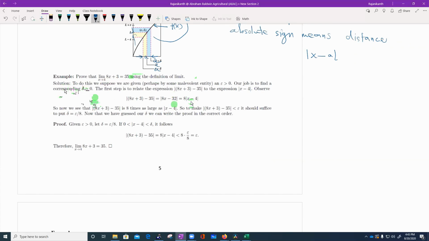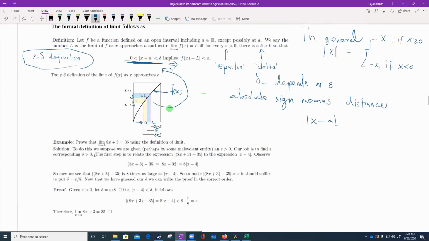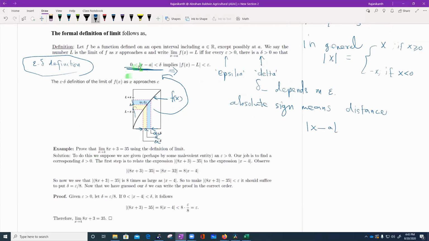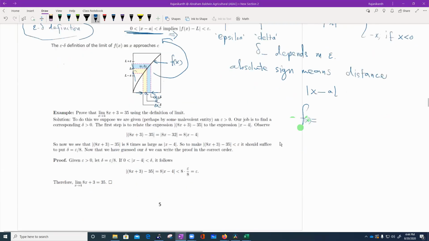First, you need to identify some things. You compare the given problem to your definition. In the definition, you see the function f. What is the function here in this problem? Could you tell me? What is f(x) here? Okay, the function is here. This is your function.